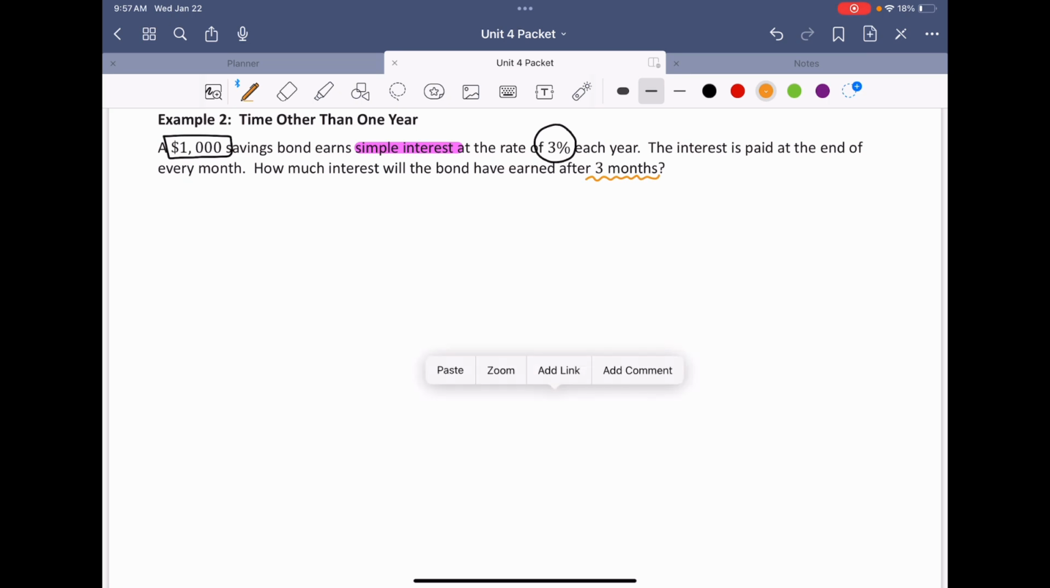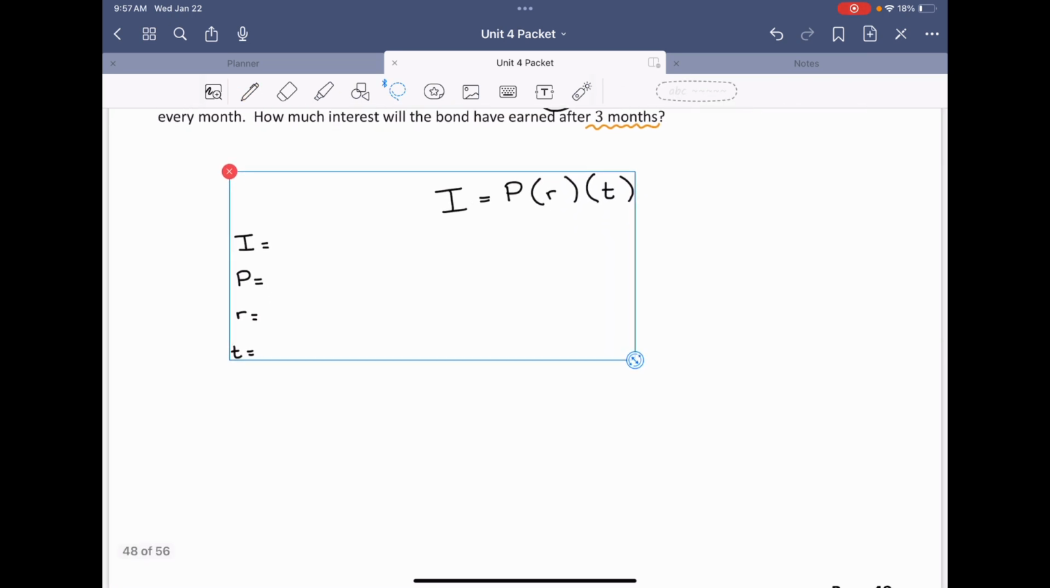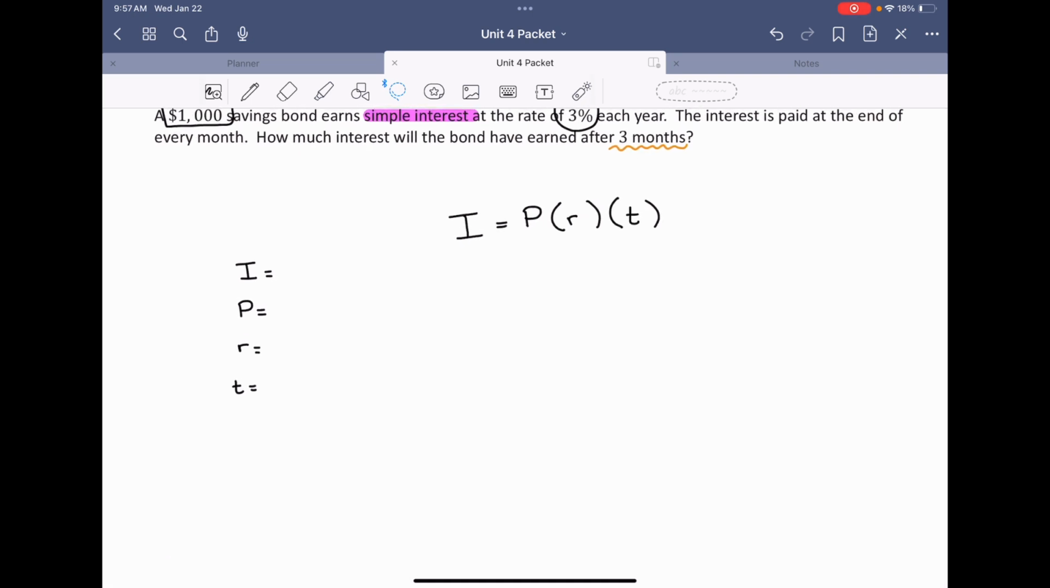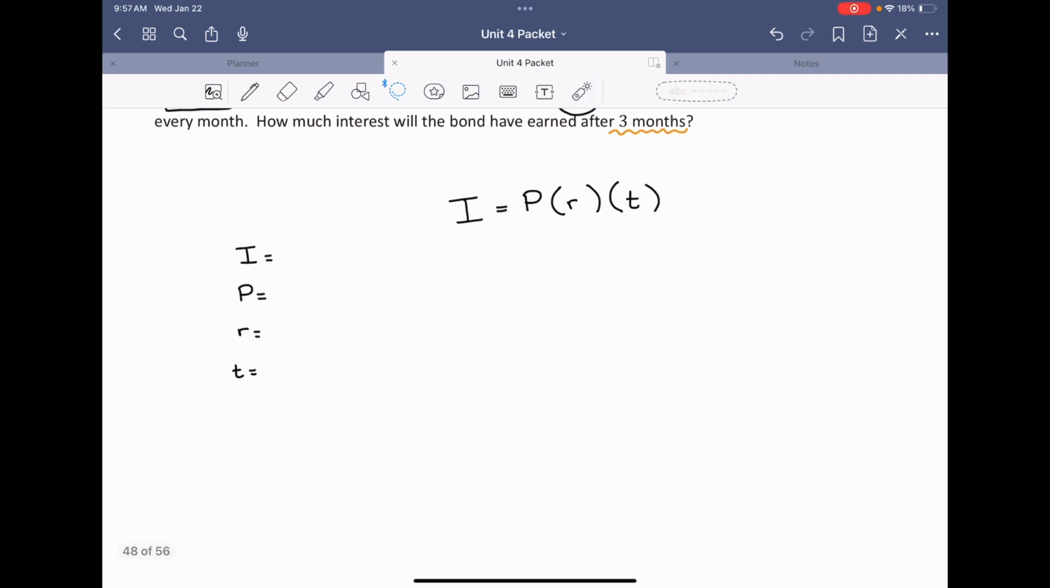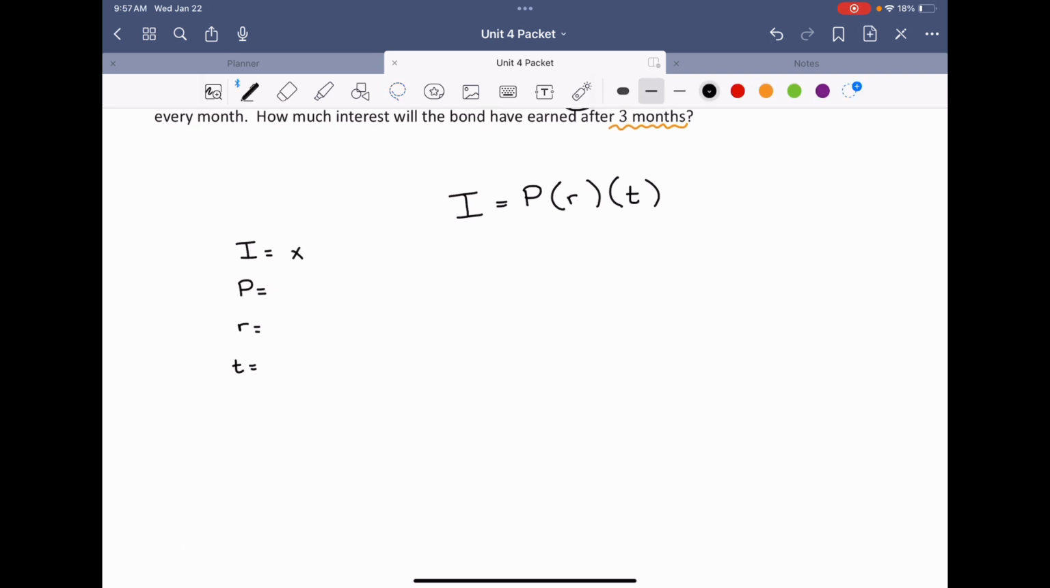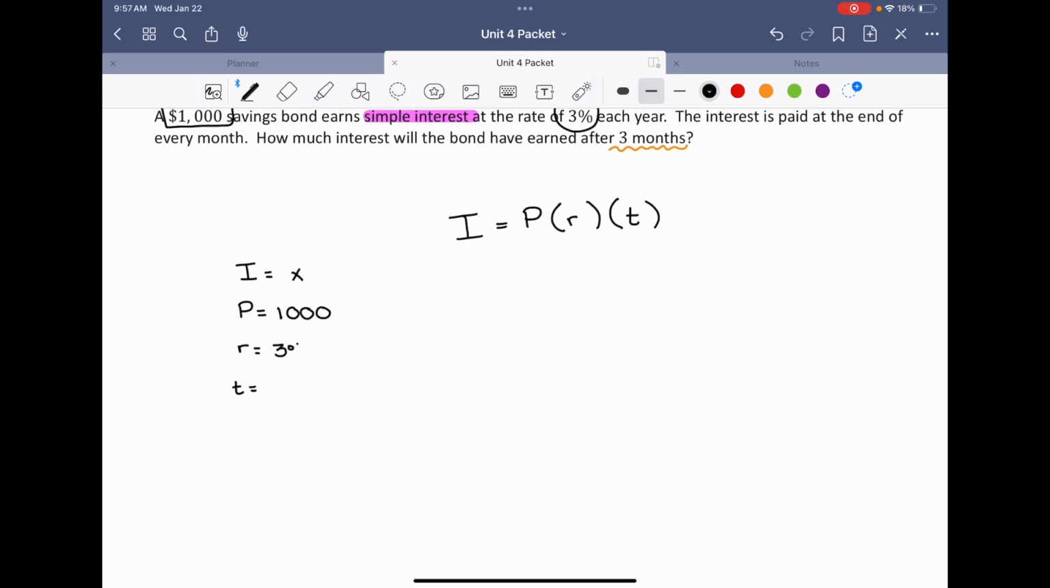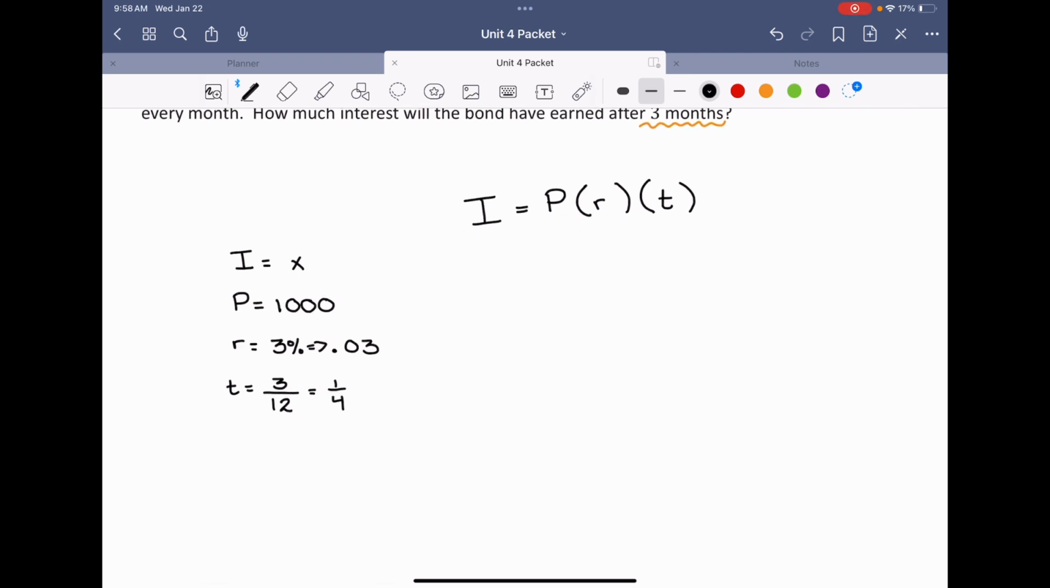So let's set up our paper just like we usually do. Our formula and our cheat sheet. I'm going to go ahead and plug everything in. So we're finding the interest. Our principal is $1,000. Our rate, 3%. Let's change it to a decimal, 0.03. And our time, 3 months. Well, how many months are in a year? 12. So we're just going to divide it by 12. We can leave it as 3/12, or we can simplify it to 1/4. Either one you use in your problem will give you the same exact answer.